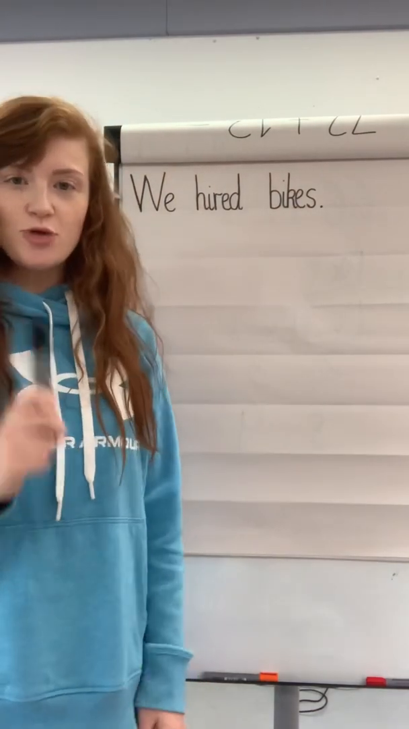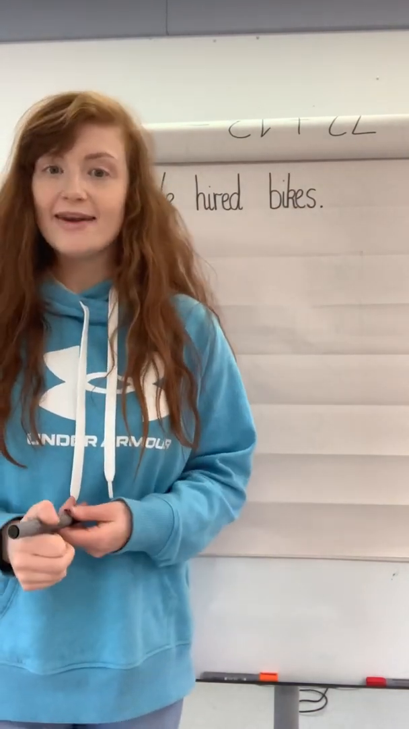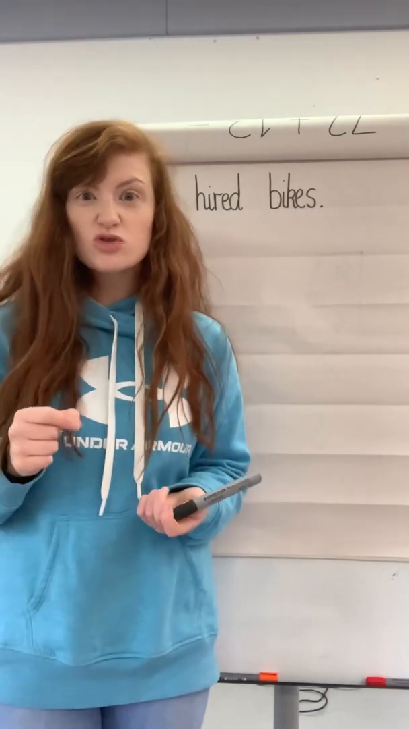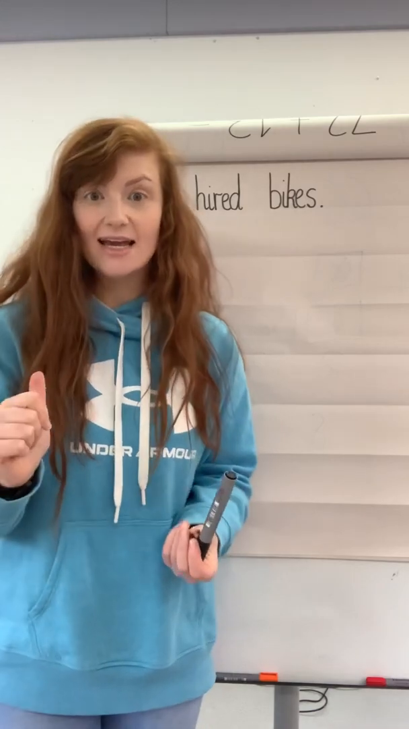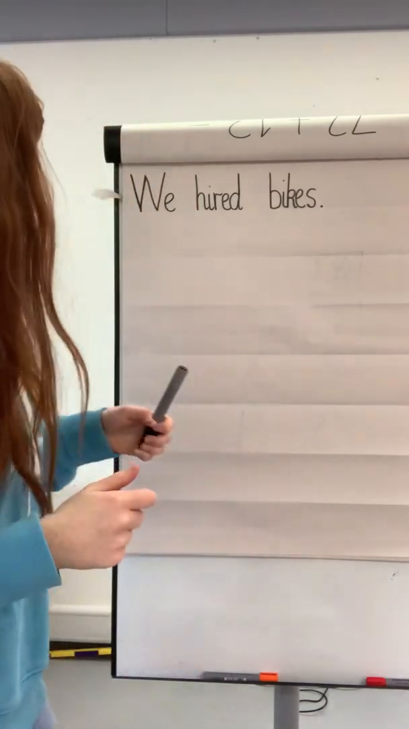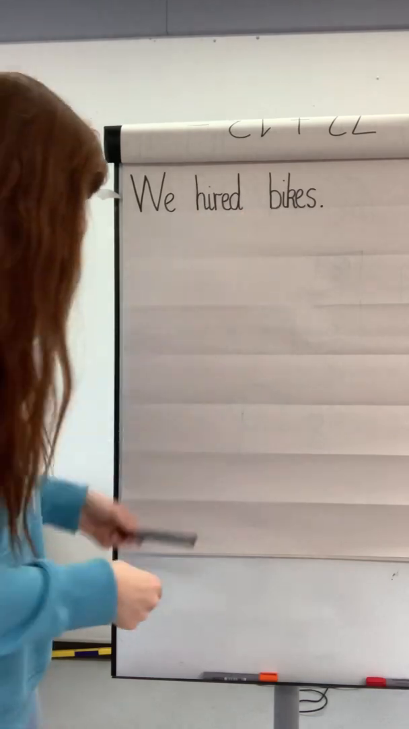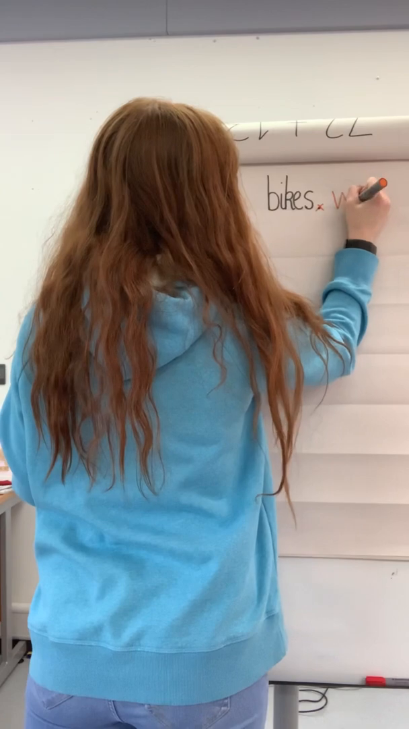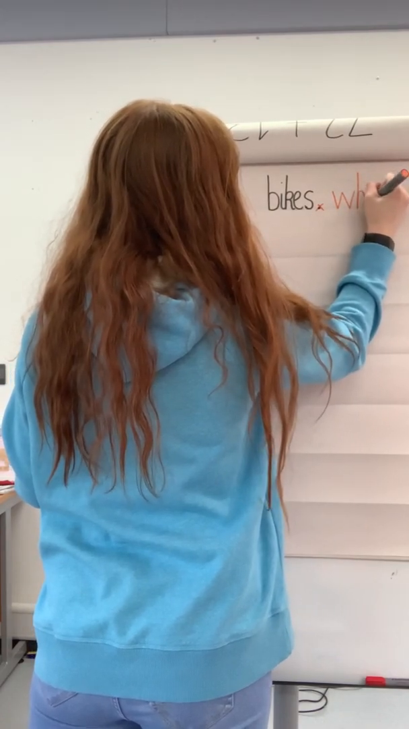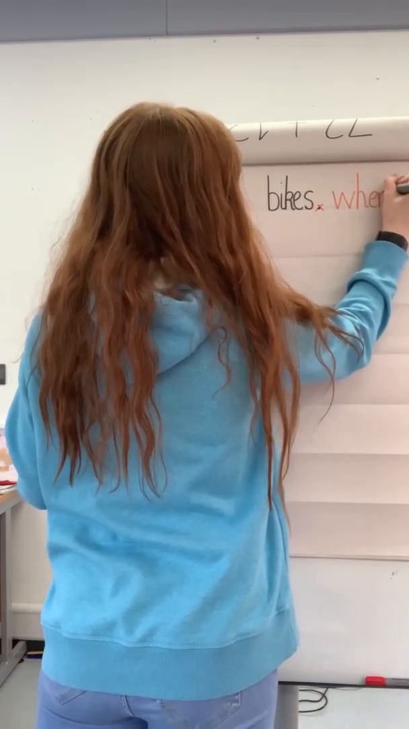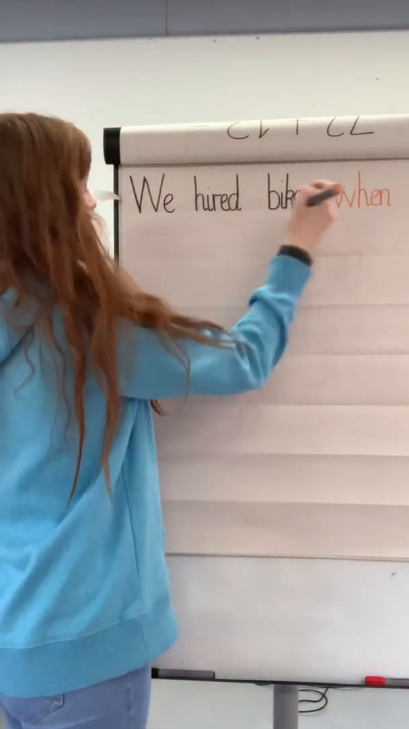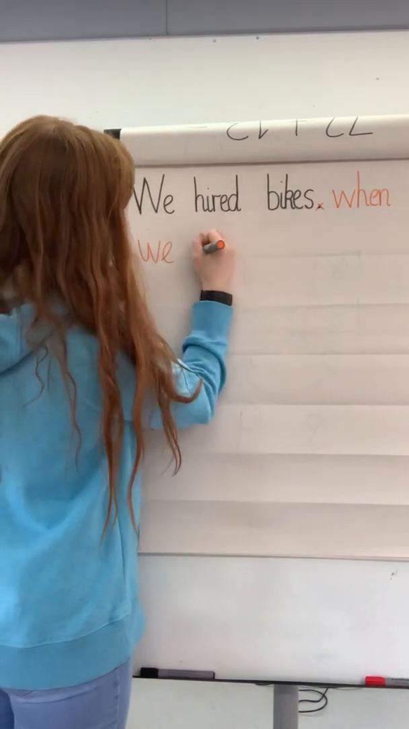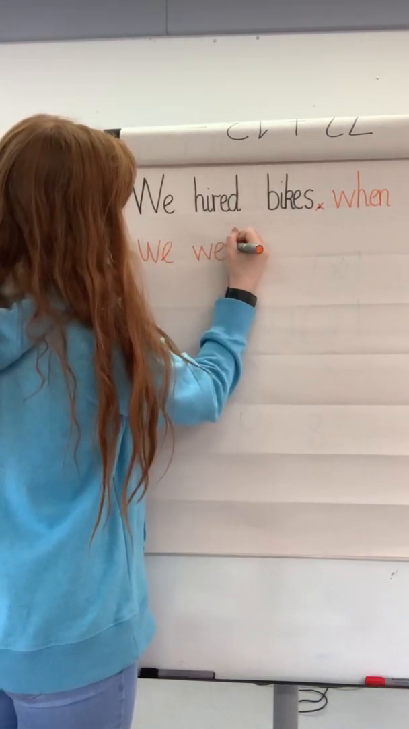Now, remember, I said we're extending it using the conjunction "when". When we use that conjunction, you can use it after the word bikes, but you could also use it at the beginning. So I'm going to show you how we do that. I'm going to extend the sentence. We hired bikes when we went on holiday. So I'm going to use the conjunction "when", which is W-H-E-N. We hired bikes when we went on holiday.